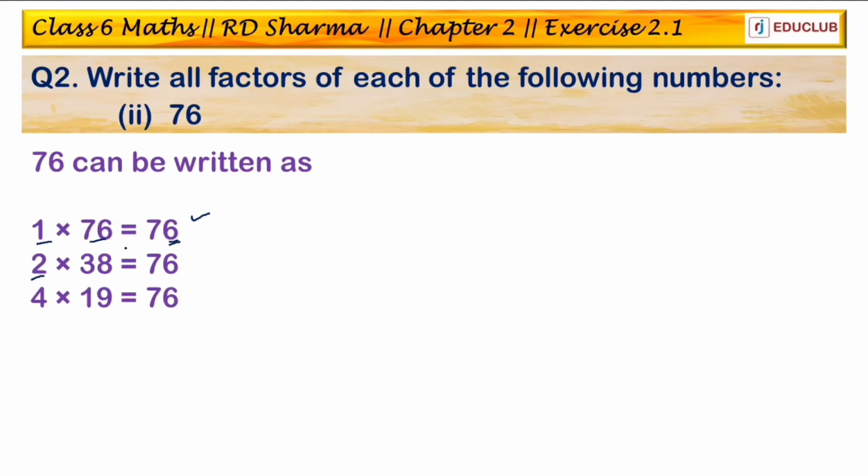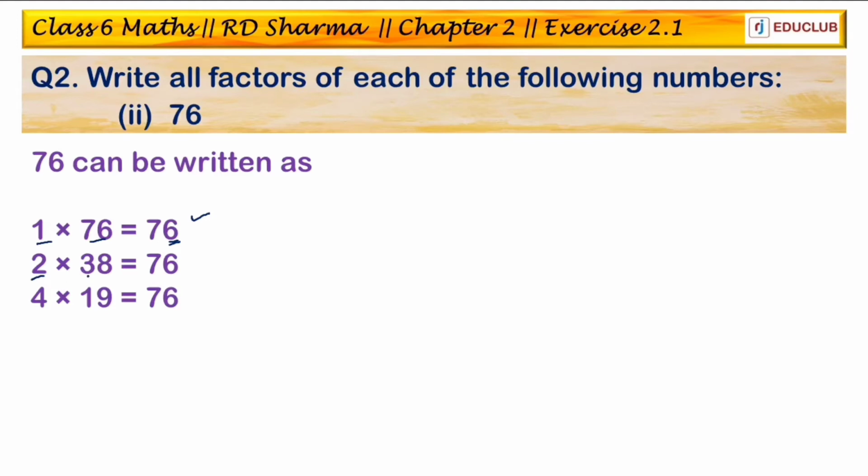You all go through the divisibility rules. In this chapter divisibility rules are very important so that you can easily find out the factors and multiples of a number. Whether a number can be divided by a fixed number or not, that you will get in the divisibility rules. Now 2 into 38 is 76.